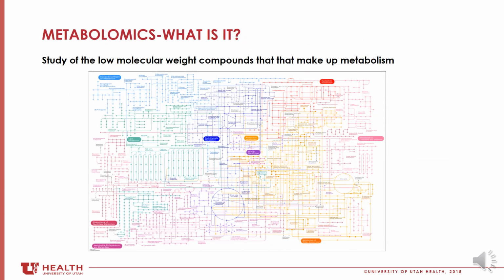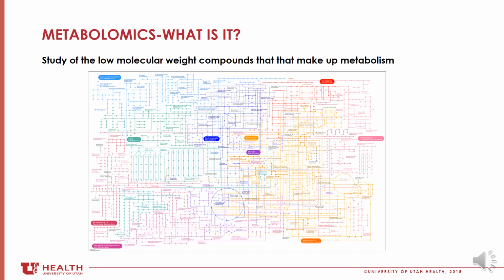So metabolomics, what is it? Well, if you're at this video and been to our website, you probably have a pretty good idea of what metabolomics is, but just to be clear, it's the study of the low molecular weight compounds that make up metabolism. And you've no doubt seen this type of pathway chart in biochemistry classes or other metabolomics presentations, and it makes it appear that there are literally hundreds to thousands of metabolites found within a cell and cellular system.